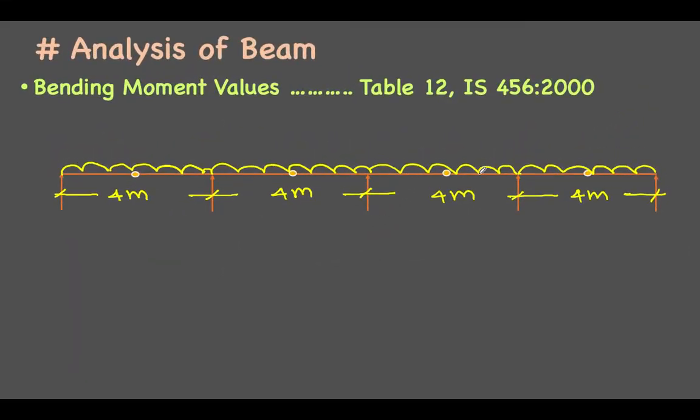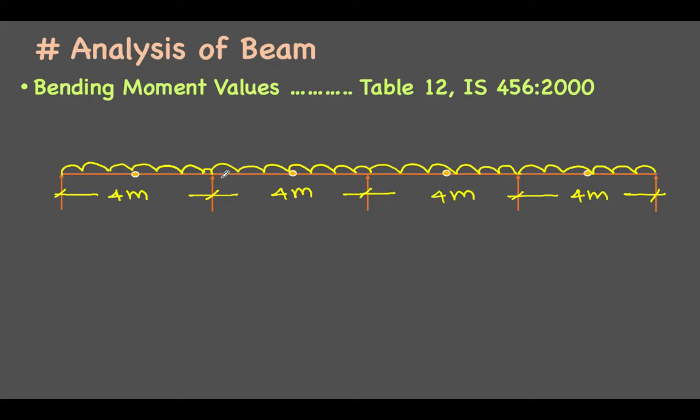Now here in this case we have a continuous beam, and for this continuous beam, as I just mentioned, when the span variation and loading variation are less than 15%, we can directly take the values from table 12. If it is not so, what? If the loading or span variation is more than 15%, then we have to use methods of analysis of indeterminate structure, that is continuous beam. For example, in that case we can use the moment distribution method.